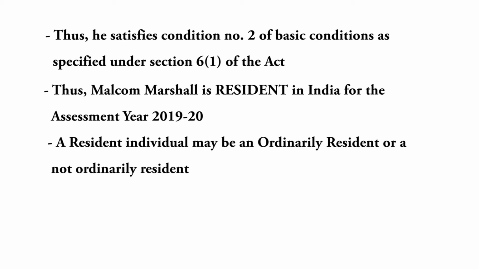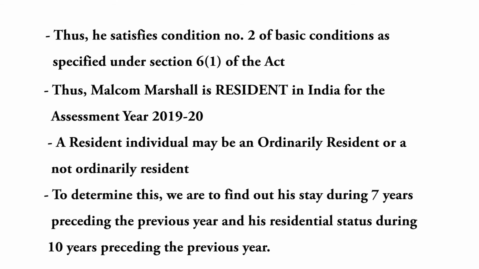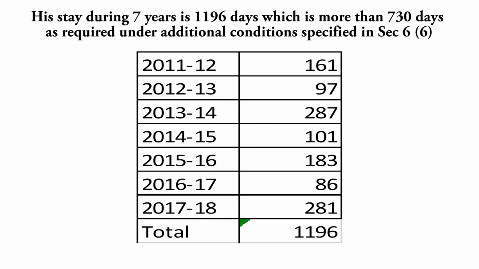A resident individual may be an ordinary resident or not ordinary resident. To determine this, we are to find out his stay during 7 years preceding the previous year and his residential status during 10 years preceding the previous year. If we plot the days of stay during 7 years preceding the previous year, since 2011-12 till 2017-18, the total gives us a stay of 1196 days.